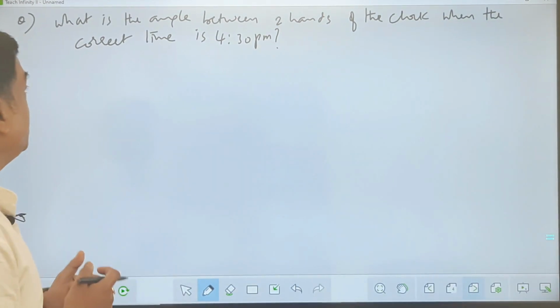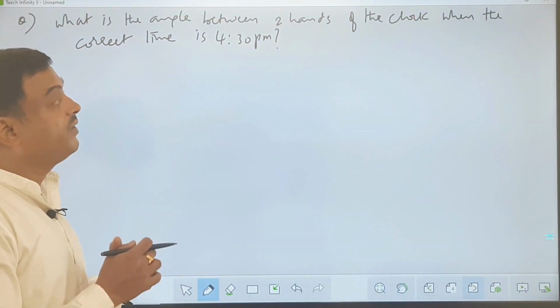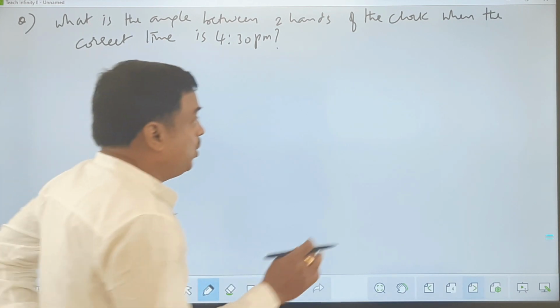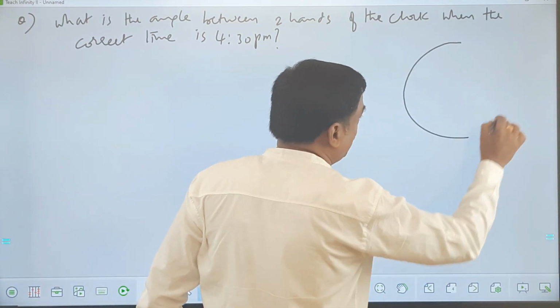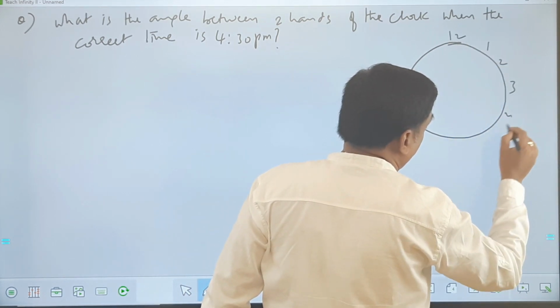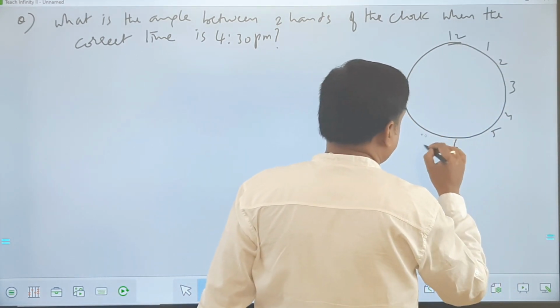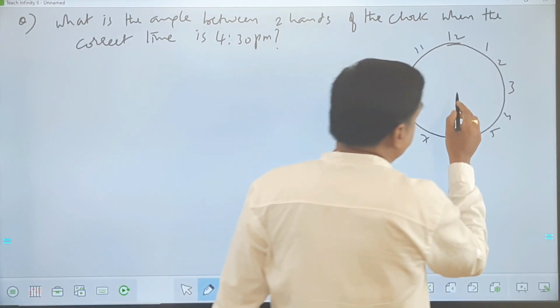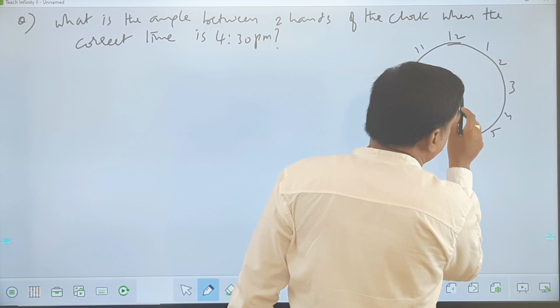Like the next question, if you see, what is the angle between two hands of the clock when the correct time is 4:30? Now how do we see 4:30, friends? When it is 12, 1, 2, 3, 4, 5, 6, 7, 8, 9, 10, 11. Now just try to understand what is 4:30.